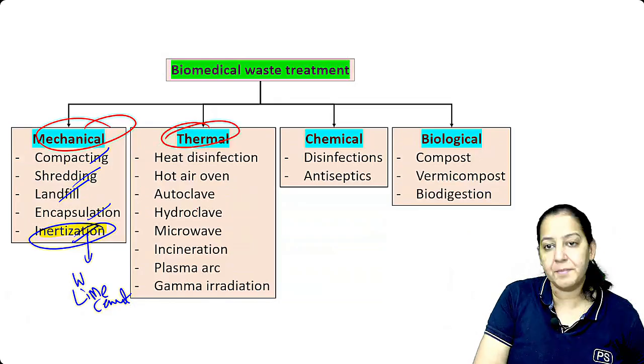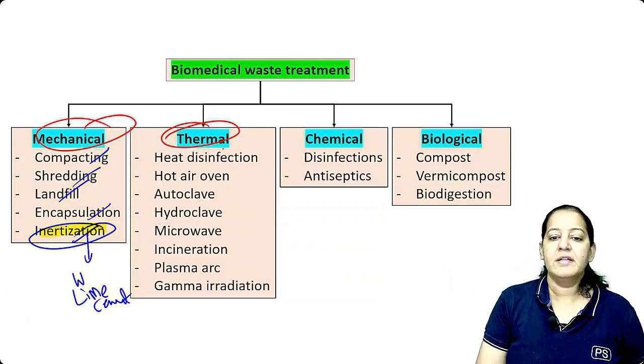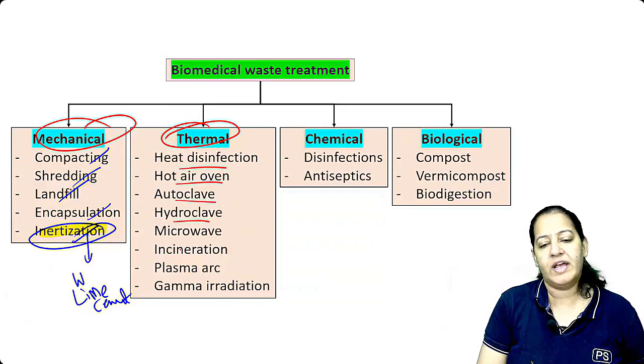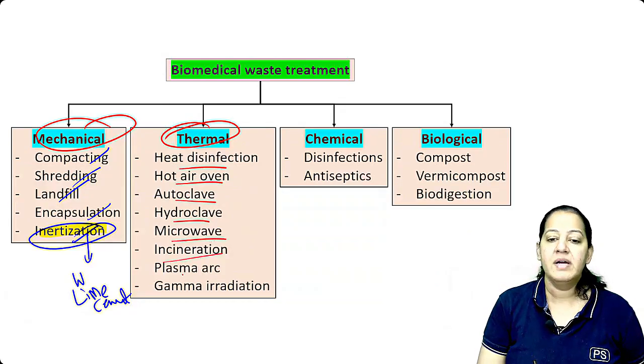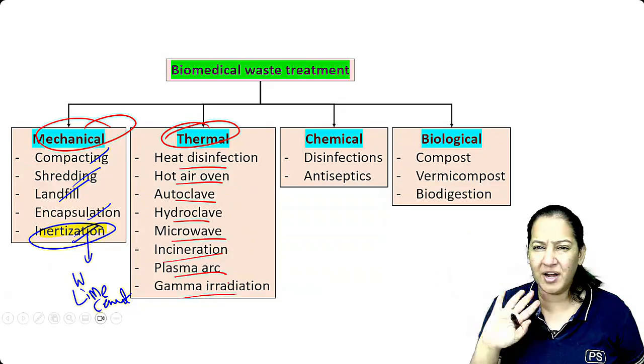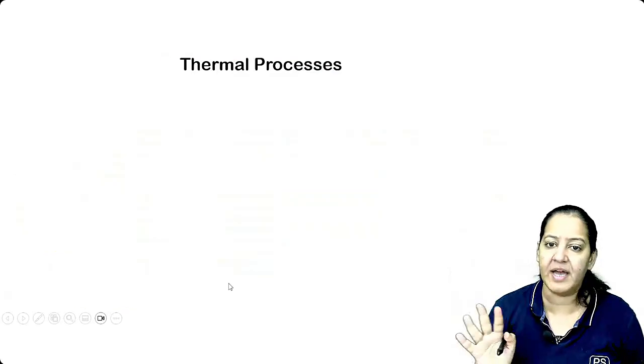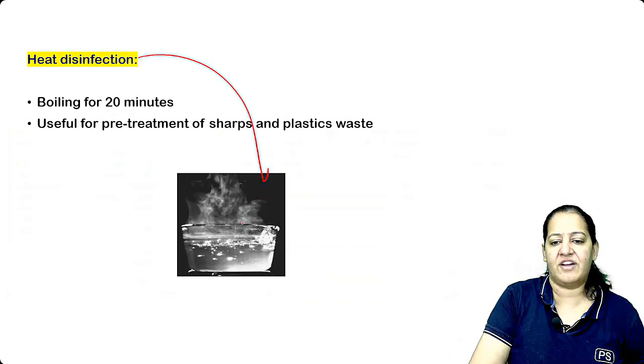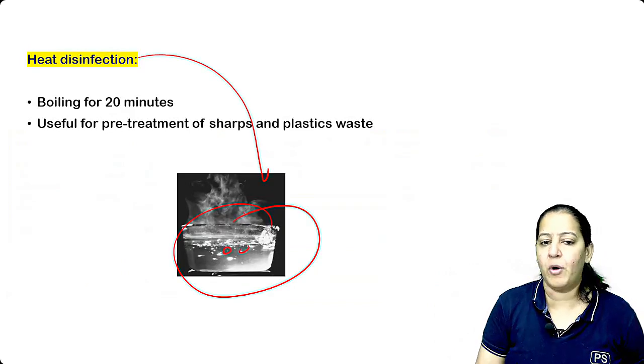Coming on thermal methods. Thermal में क्या क्या आएगा? Thermal में there are many methods: heat disinfection, hot air oven, autoclave, hydroclave, microwave, incineration, plasma, gamma irradiation. They are not important. I repeat my words. Important नहीं है. Just look at the image और आगे बढ़ो. है ना? The first is heat disinfection. Just heat the waste in boiling water.